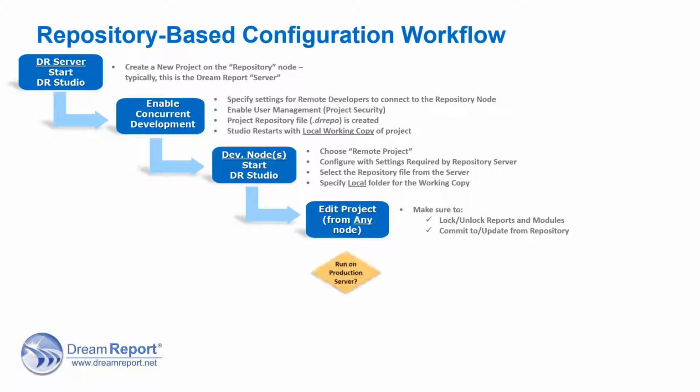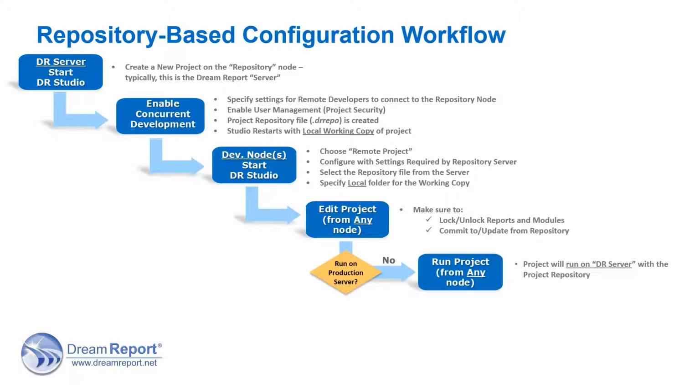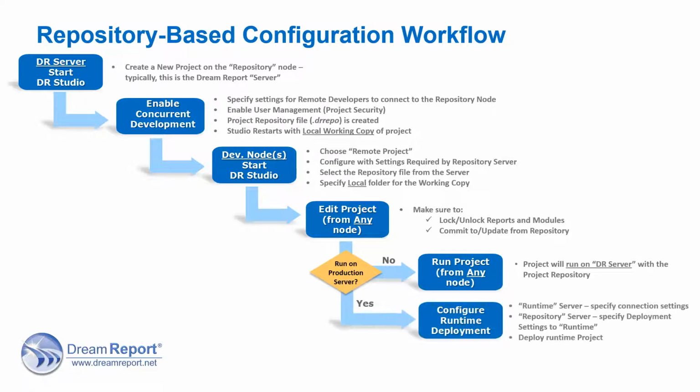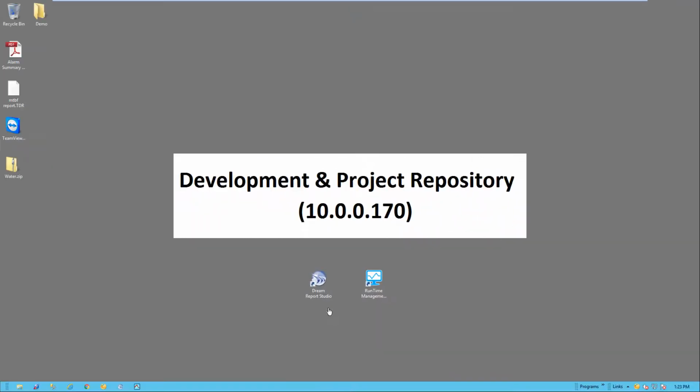If your Dream Report server will contain the repository file and run the project, simply run or reload the project from any node. The project will then start up on the repository server. However, if you have a separate production or runtime server, in Studio on the runtime server, specify the connection settings to that server. And then, on the repository server, specify the deployment settings to the runtime server, and then deploy the project. The production project will then run on the dedicated runtime node. We'll now go through all of these steps in detail.